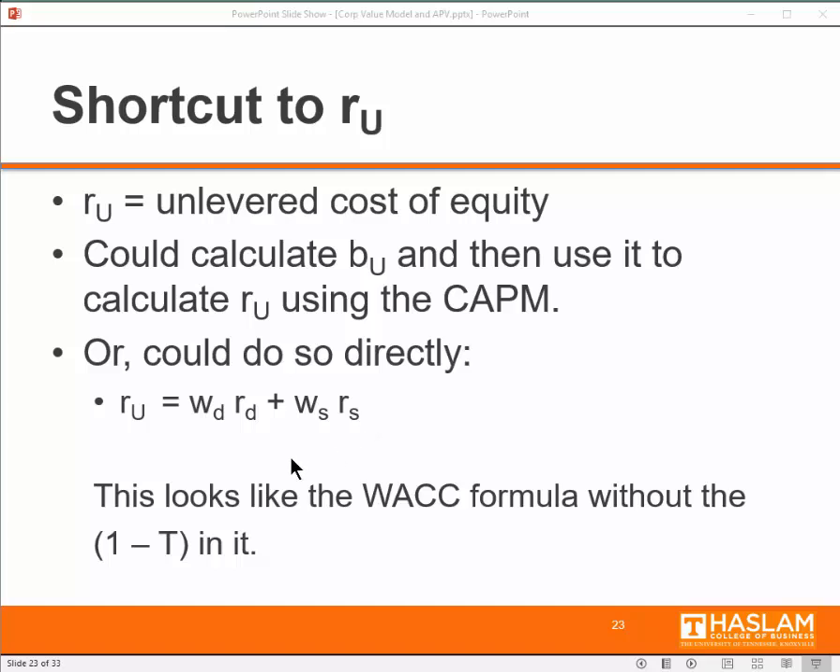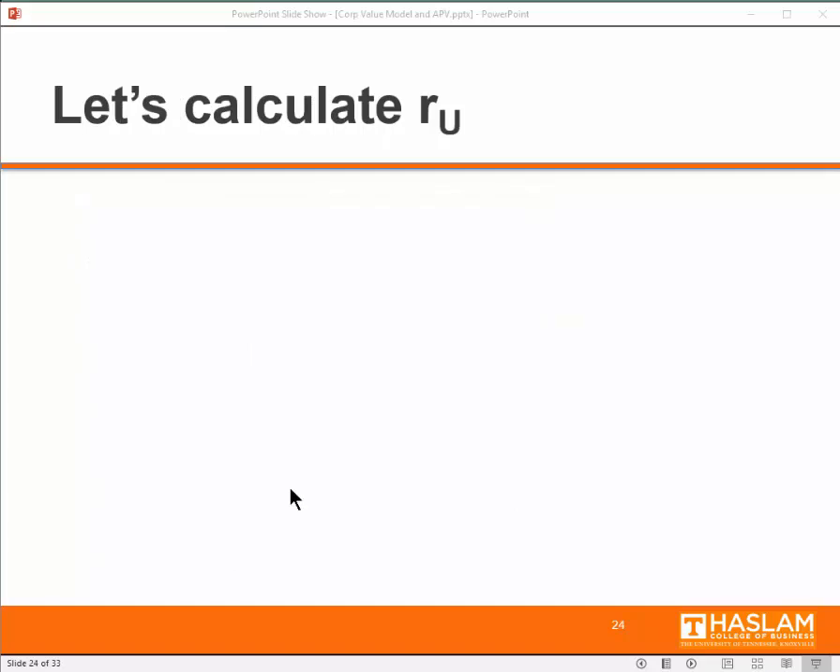And again, it does not have a 1 minus t in it. As a matter of fact, this looks just like the weighted average cost of capital formula without the 1 minus t in it. So what we're going to do is go to Excel and calculate RU ourselves, and then I'm going to have you do it.